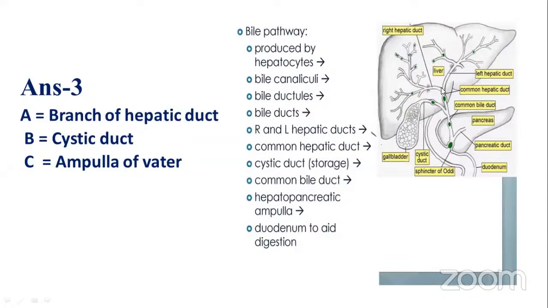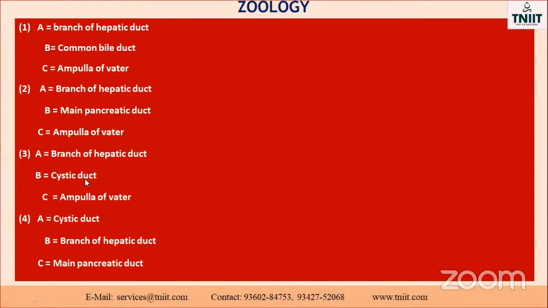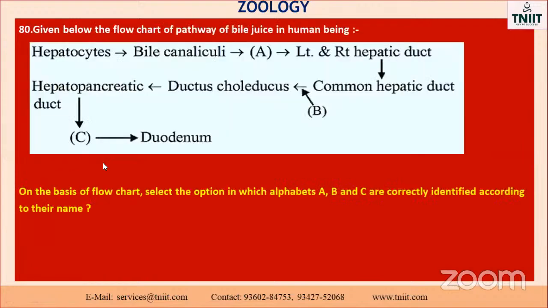See the duct, the structure. First of all, the first one is called what? A is denoted as a branch of hepatic duct. And the second one is called the cystic duct. See this one? This part is the cystic duct. And the third one is called the ampulla of Vater. So these are the three parts given in this diagram. This is also diagram-based, and also the pathway, whether catabolic or metabolic, you already studied. But in this category, bile juice, what are the main functions of bile juice?